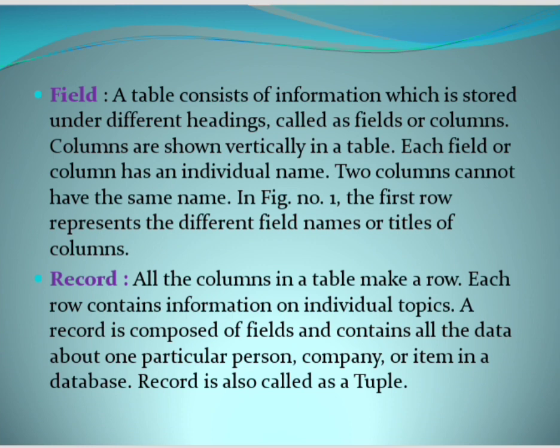So, record. All the columns in a table make a row. Each row contains information on individual topics and it is called a record. A record is composed of fields and contains all of the data about one particular person, company, or item in a database. Record is also called a tuple.